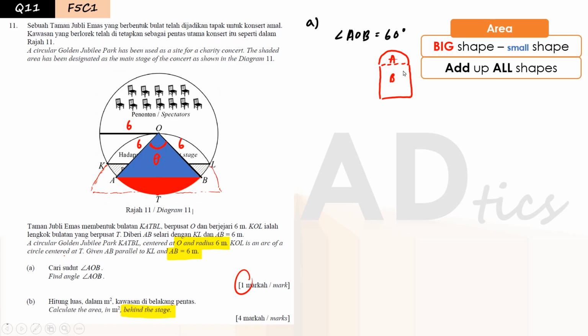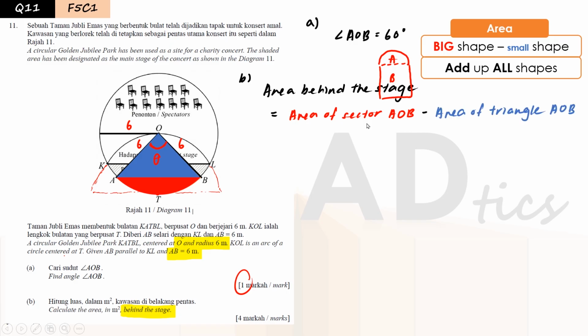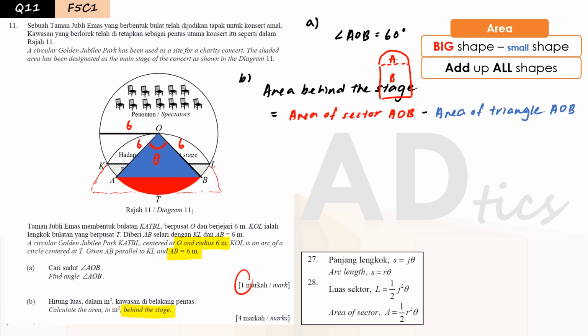Alright, so now coming back to here, with the big shape minus small shape method, we are going to find the area behind the stage. Okay, so the area behind the stage would be the big shape, which is the area of the sector, minus the small shape, which is the area of the triangle. Alright, so how do we find the area of the sector? We can look at the formula sheet.